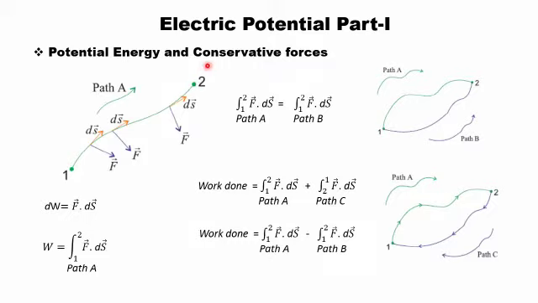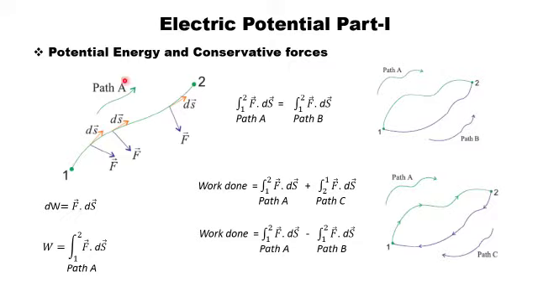We know that gravitational force and electric force are conservative forces. And why are they called conservative forces? Because the work done by these forces doesn't depend upon the path. Second, the work done by these forces around a closed path is zero.